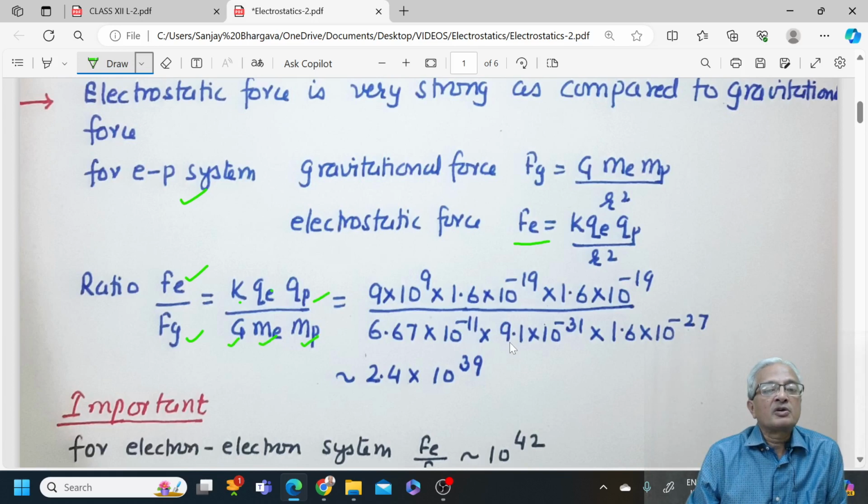The value of the electrostatic constant is 9 into 10 raised to power 9. Charge on the electron is 1.6 into 10 raised to power minus 19. Charge on the proton is 1.6 into 10 raised to power minus 19. The value of the gravitational constant is 6.67 into 10 raised to power minus 11. Mass of the electron is 9.1 into 10 raised to power minus 31 kilogram. Mass of the proton is 1.6 into 10 raised to power minus 27 kilogram. A simple calculation would give the figure as nearly 2.4 into 10 raised to power 39. That means I can say the electrical force is nearly 10 raised to power 39 times the gravitational force.